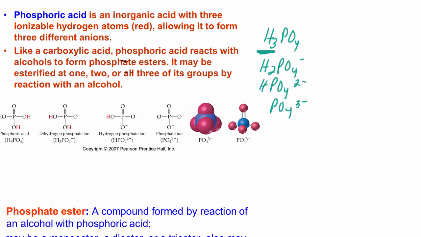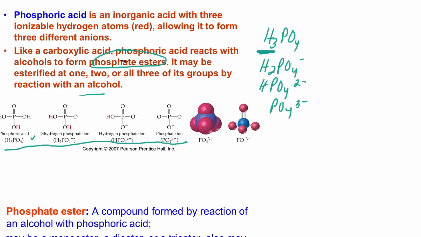So just like carboxylic acids, phosphoric acid can react with an alcohol, and it forms what we call phosphate esters. So it could be esterified at just one group, or at 2 of its groups, or at all 3 of its groups by reacting with an alcohol. So here we show the structures of the phosphoric acid and then the 3 anions.